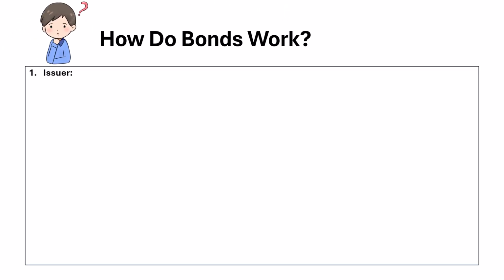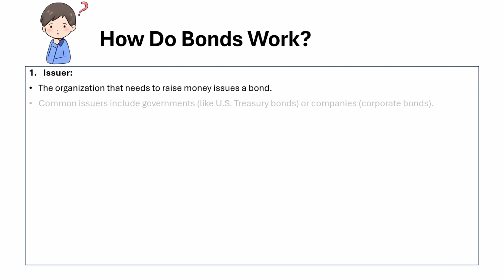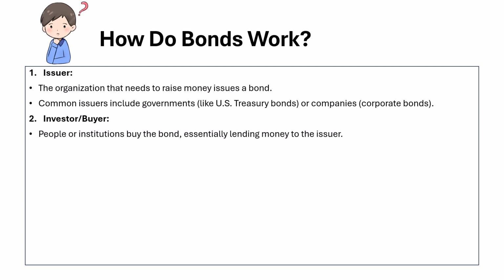So first of all, you need an issuer. The organization that needs to raise money issues a bond. Common issuers include governments, like US Treasury bonds, or companies' corporate bonds. Second, you need investors, also known as buyers. People or institutions buy the bonds, essentially lending money to the issuers.